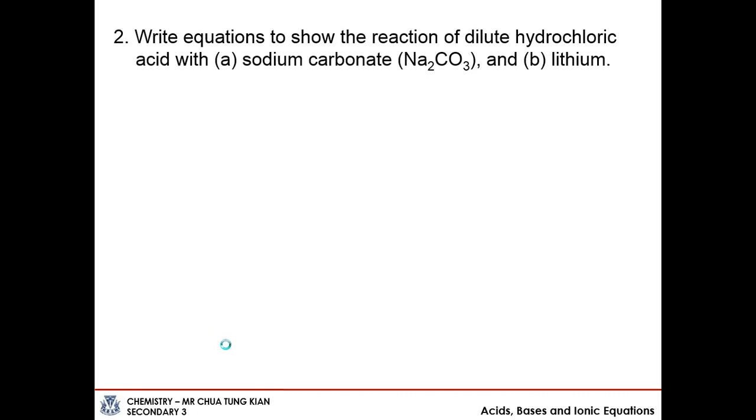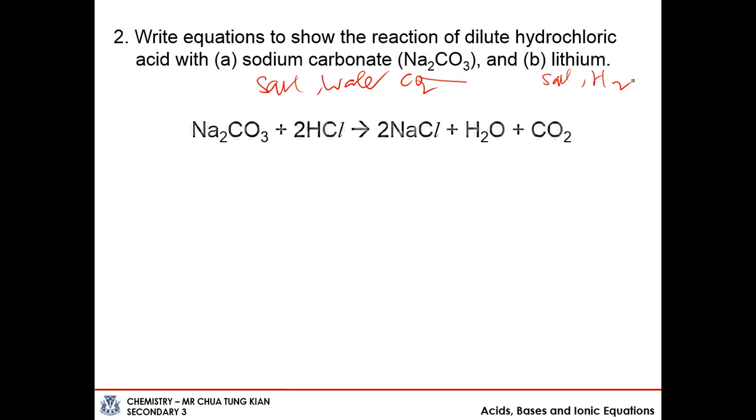So what equations can we write to show the reaction of dilute hydrochloric acid with sodium carbonate and lithium? So this is an acid carbonate reaction. What do we get? We have 3 things: the salt, water, and carbon dioxide. With acid and metal, we have salt and hydrogen gas. So first one, Na2CO3 plus HCl gives NaCl plus H2O plus CO2.